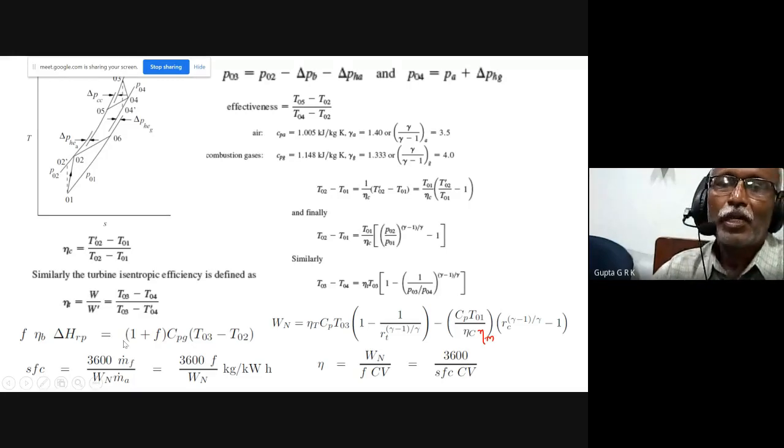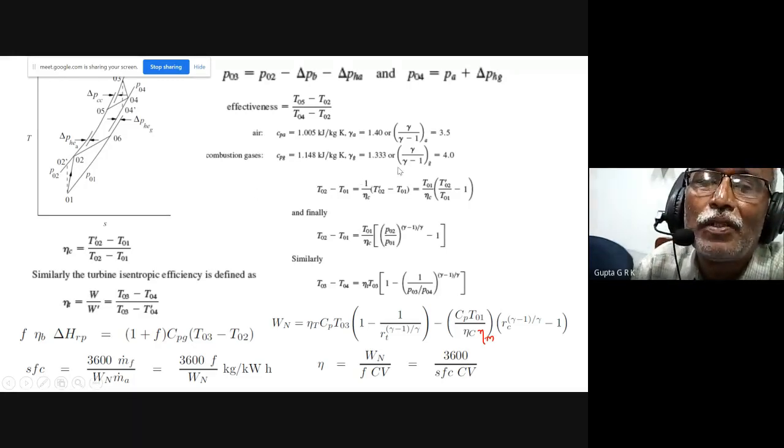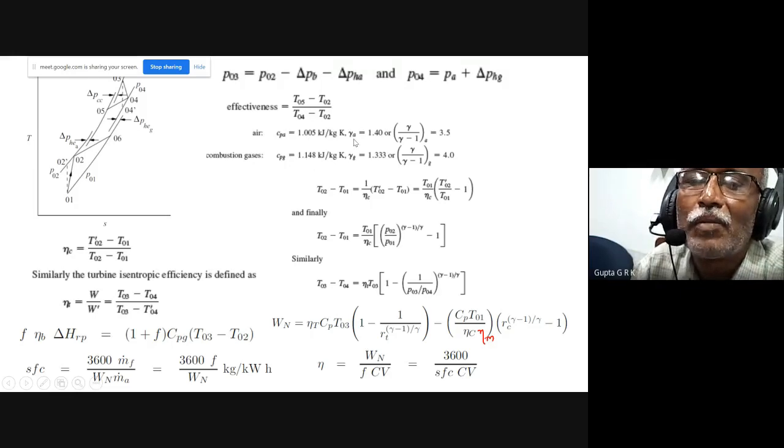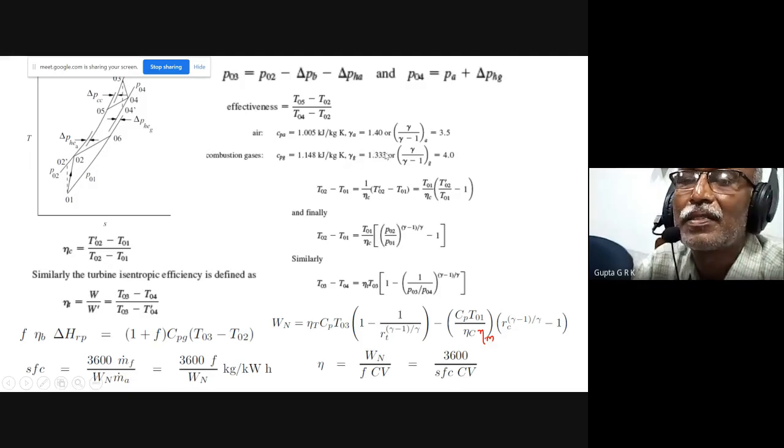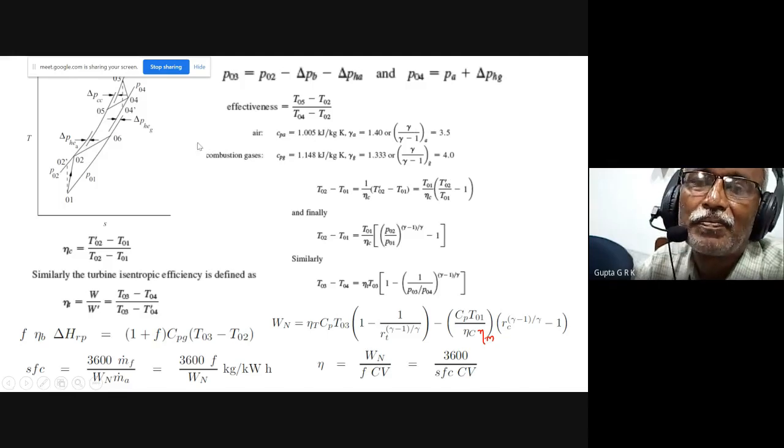And it is found from experiments that if you take an average value of Cp and gamma, as long as it is air, you take its average value as 1.005. Once it is burnt and you have exhaust gases, you take the average Cpg as 1.148, and gamma for air as 1.4, gamma g as 1.333. You can see that gamma decreases for the gases. From this, gamma by gamma minus 1 you can also find out. So this is the effect of the real gas. This is the first thing we consider.